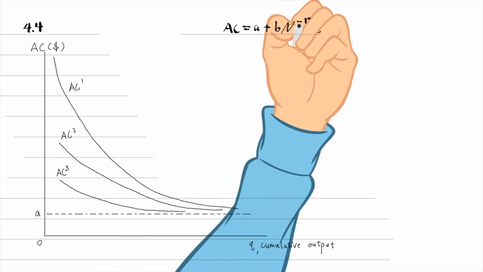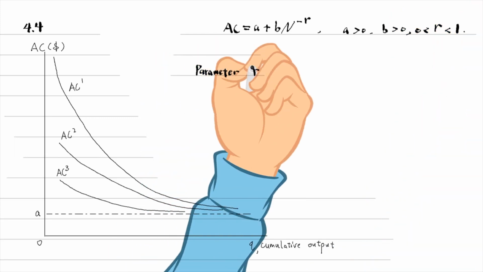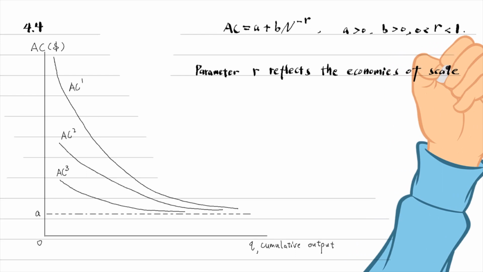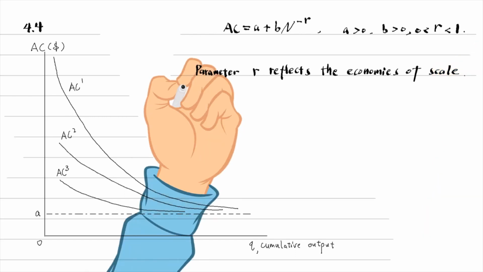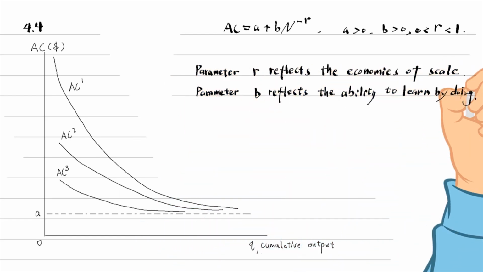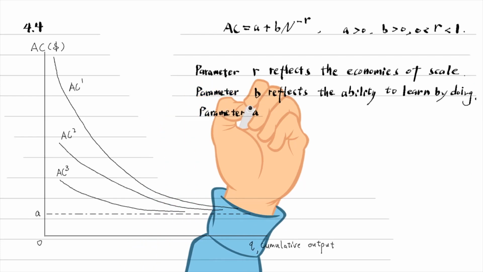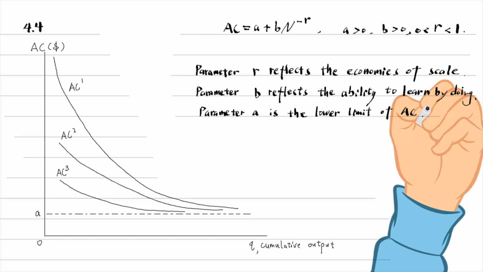The parameter R reflects the economies of scale. The production function's degree of return to scale determines the economies of scale of the cost function. The parameter B reflects the firm's ability to learn by doing. A lower B corresponds to a better ability. The parameter A is the lower limit of the average cost, probably determined by the current technology level.